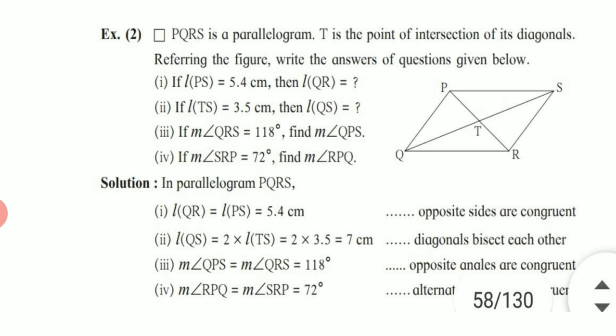If measure of angle QRS is equal to 180 degrees, then measure of angle QPS is also equal to 180 degrees because opposite angles are congruent. If measure of angle SRP is equal to 72 degrees, then measure of angle RPQ is also equal to 72 degrees because alternate angles are congruent.